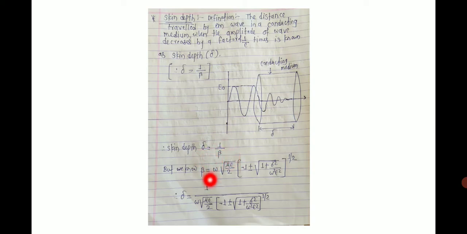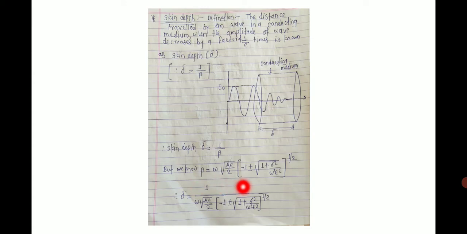In the previous point, electromagnetic waves in a conducting medium, we found the values of beta and alpha, but we will use only the value of beta. Beta is equal to omega square root of mu epsilon divided by 2, in bracket, minus 1 plus square root of 1 plus sigma square divided by omega square epsilon square, raised to 1 by 2. In the formula, delta is equal to 1 divided by beta, so beta is the denominator.